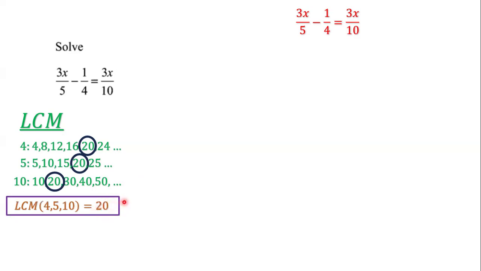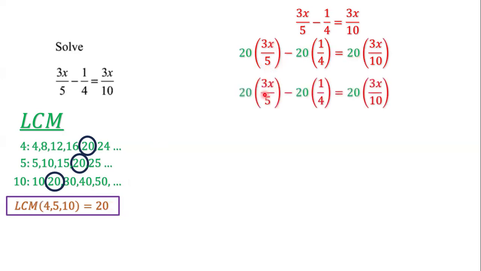And so that means we're going to take 20 and multiply 20 by each term in this equation. Next, we say, okay, how many times does 5 go into itself? Well, 5 goes into itself once, and 5 goes into 20 4 times. Next, how many times does 4 go into itself? Well, 4 goes into itself 1 time, and 4 goes into 20 5 times.